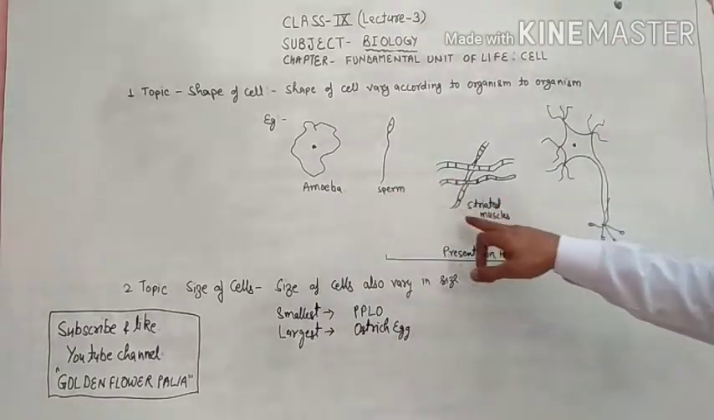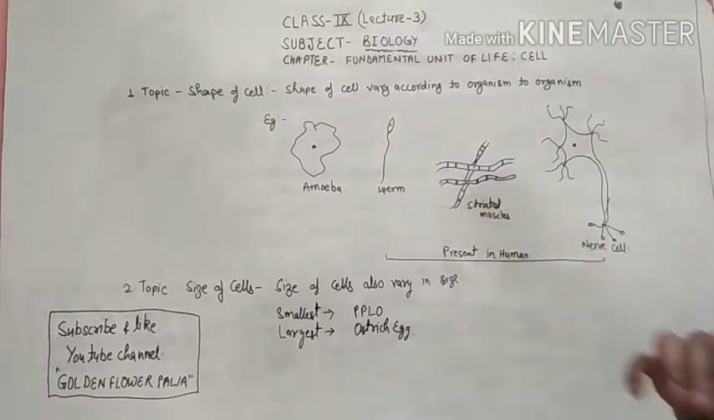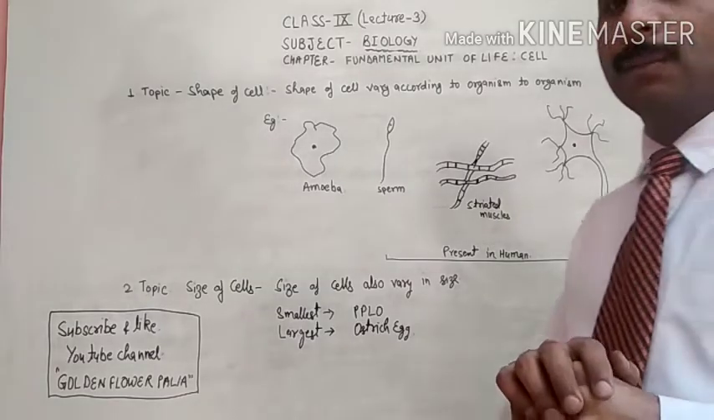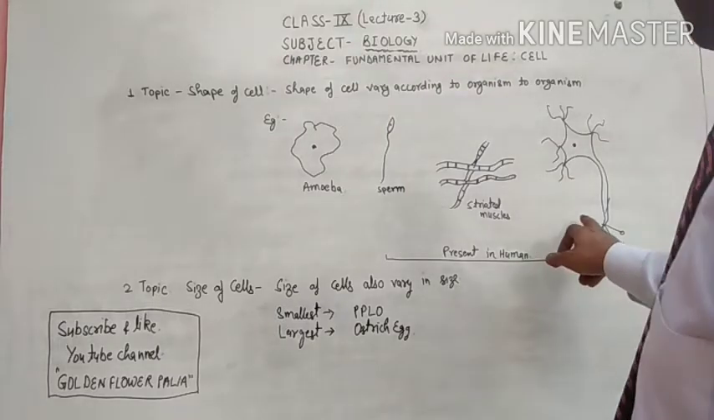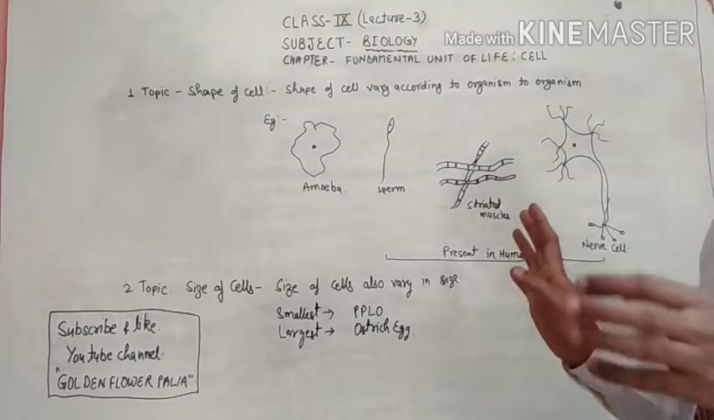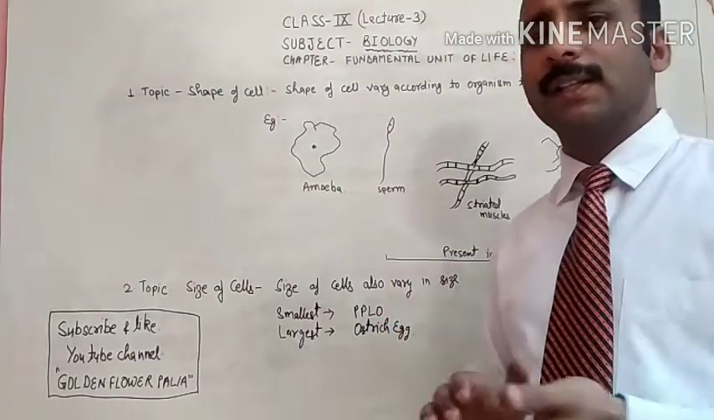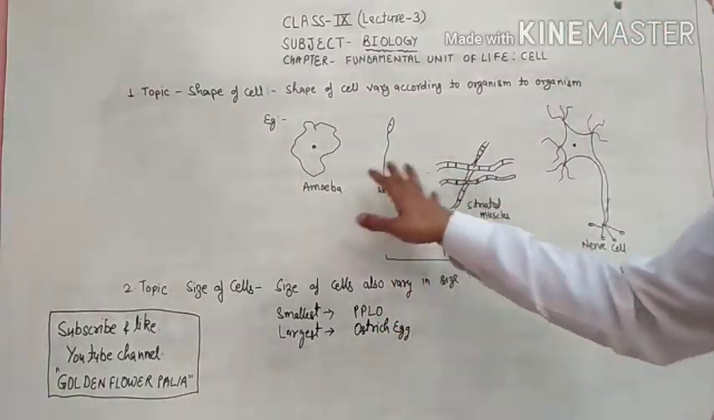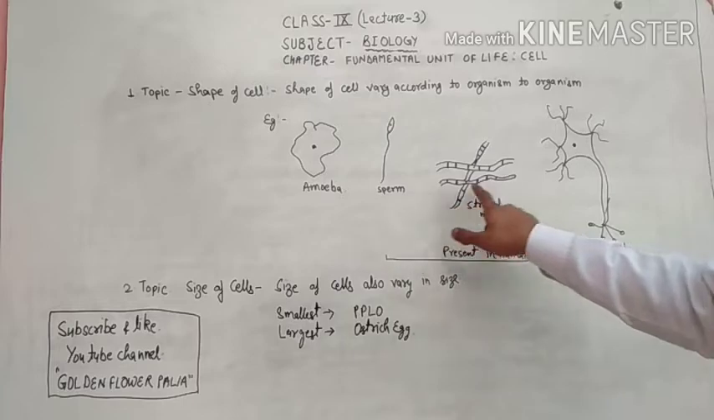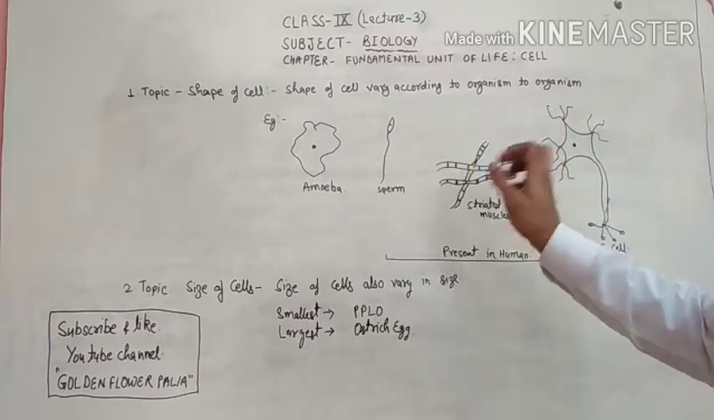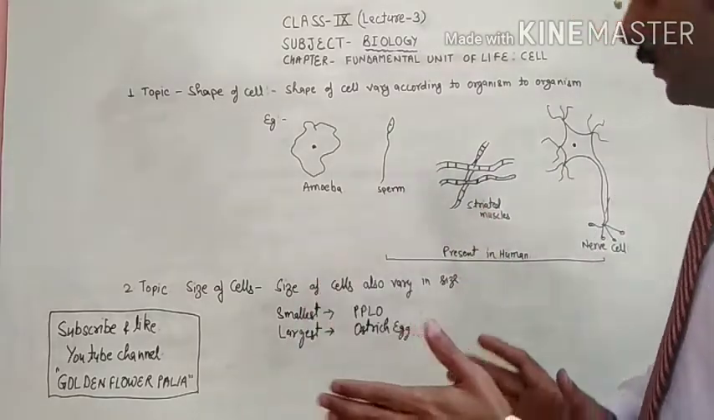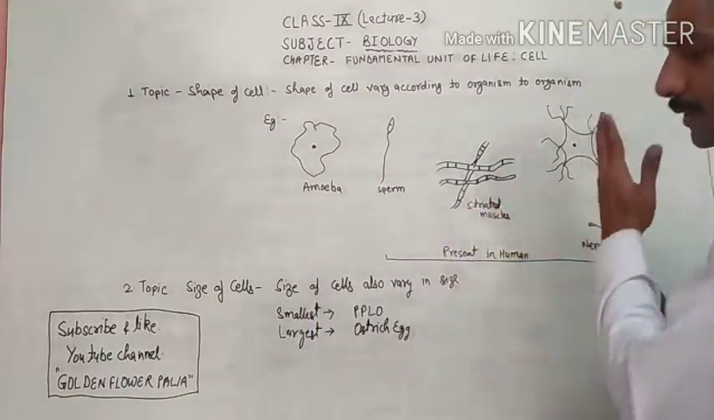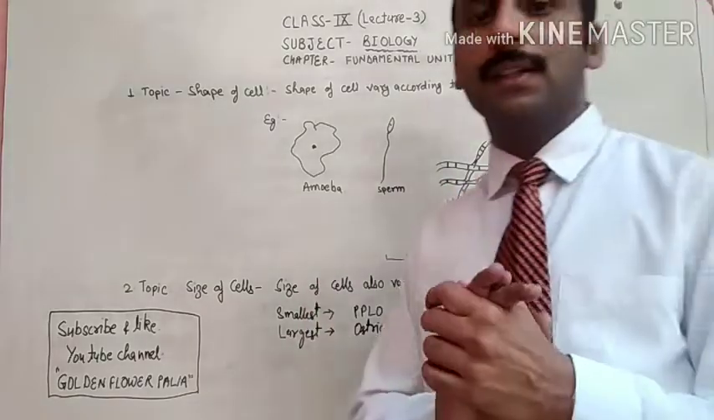You can see here these are the striated muscles. What the muscles are, you will study in the next chapter, tissue, of the same class 9th. And this is the nerve cell. Now you can look here. I have not taken many examples, only a few. These three cells are present in the human body, and you can look at the difference in their structures.